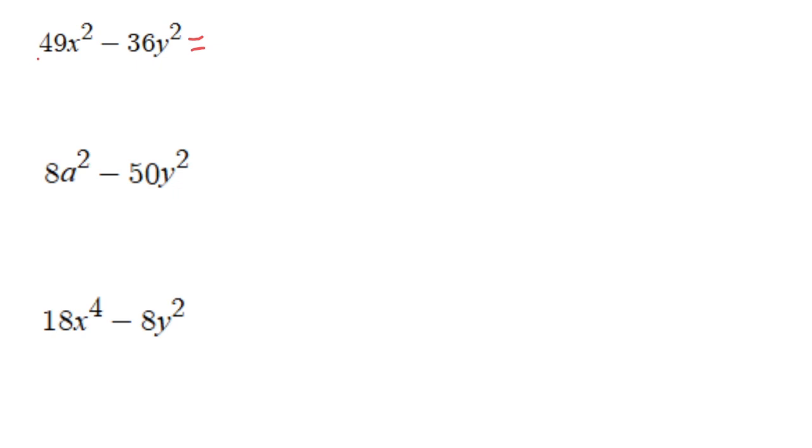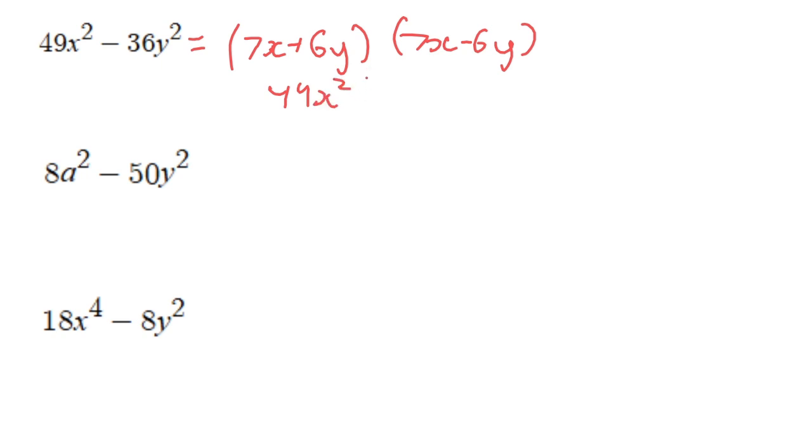So for this one, 49 and 36 are square numbers. The square root of 49 is 7, and so it's just going to be 7x plus 6y. And then here you can do 7x minus 6y, because the square root of 36 is 6. So that would be the answer, and if you expand this out, you get 49x squared minus 42xy plus 42xy minus 36y squared. And these cancel each other out, and you get what you started with.